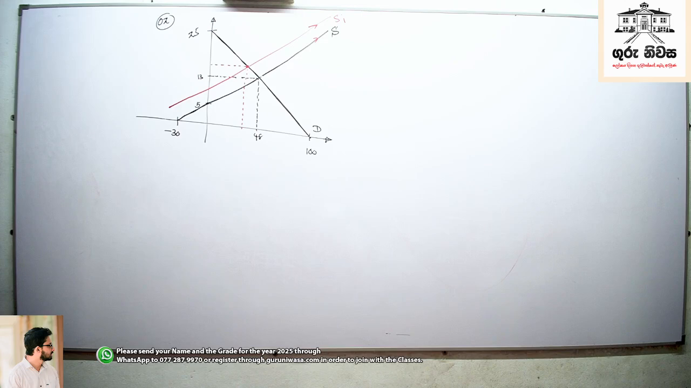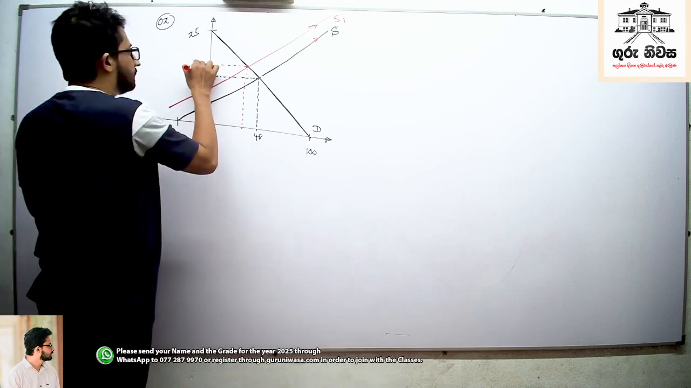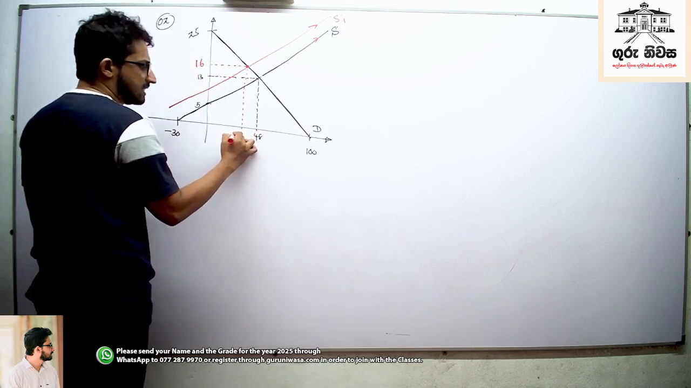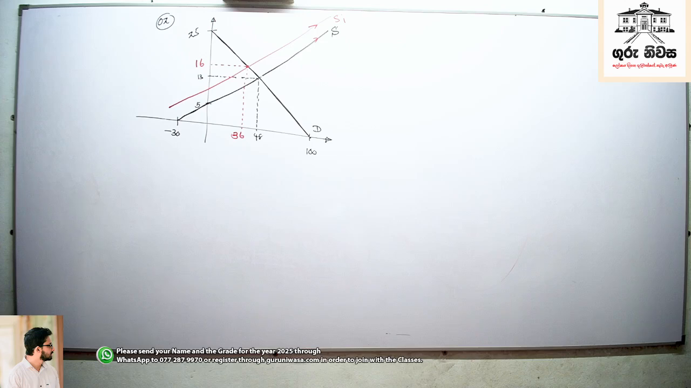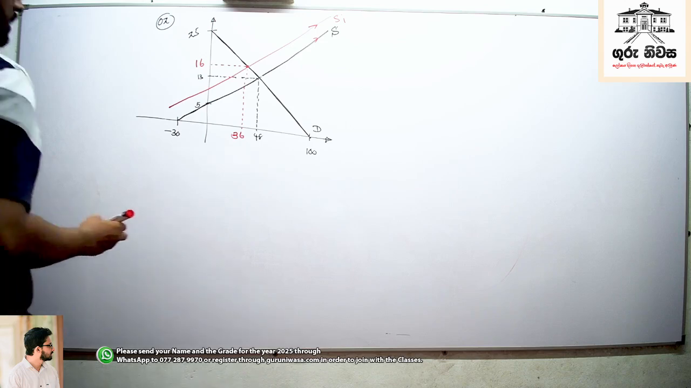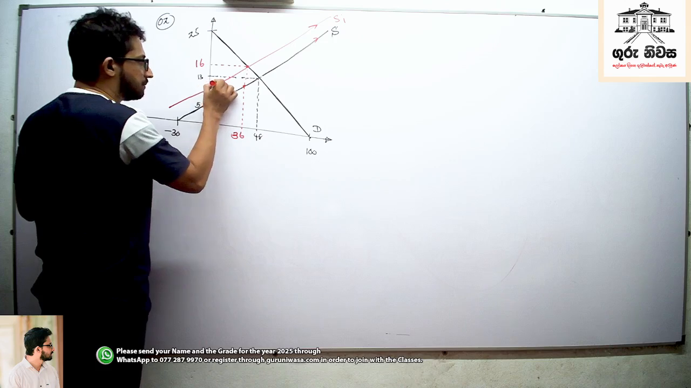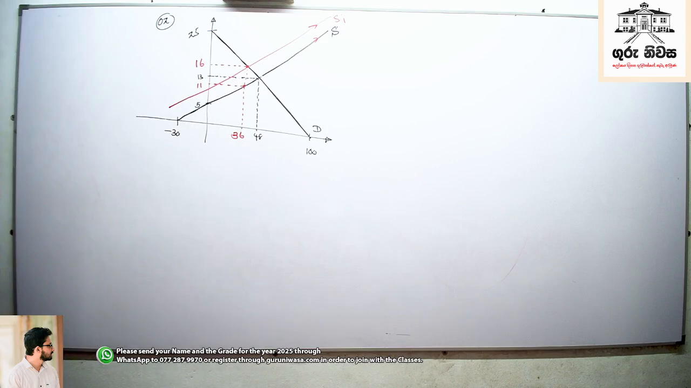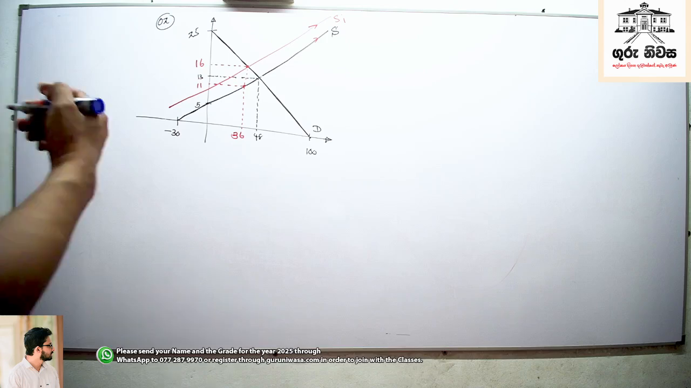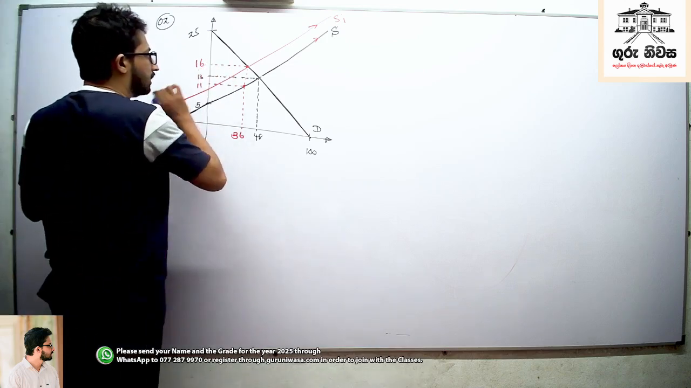How much is the new equilibrium price? 16, good, thank you. The equilibrium quantity is 36? Yes, sir. 36. Very good. Then the actual price received by the producer should be 11 rupees. Okay, 11 rupees. Right, then this is the total tax income earned by the government.